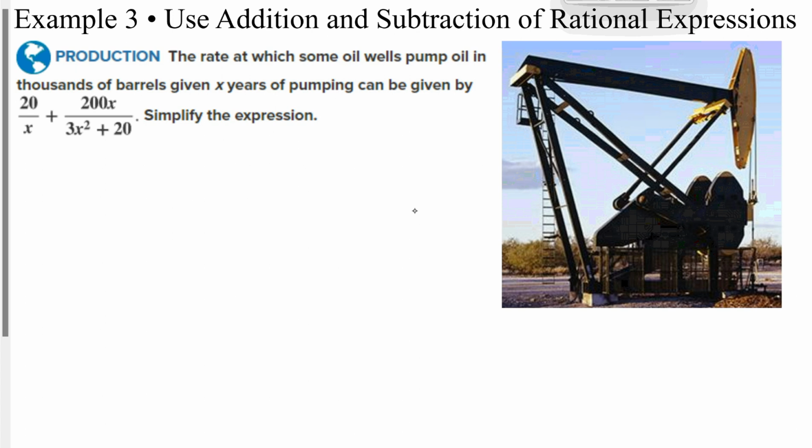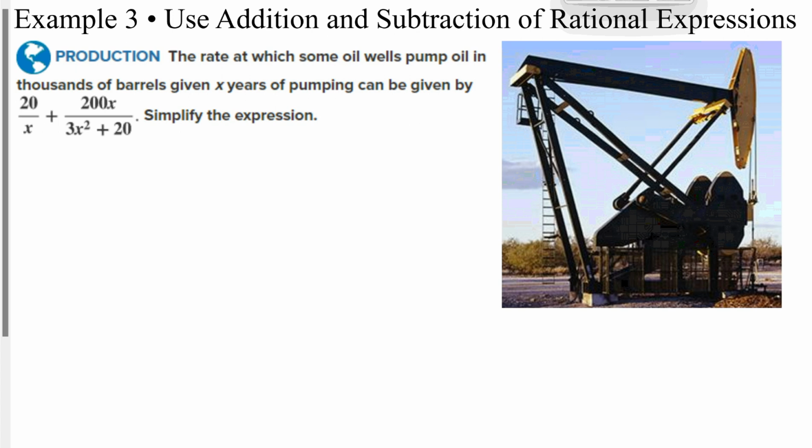Section 7 or section 2 of chapter 7. Again, adding and subtracting rational functions. Here we have this estimate of oil well pumps in thousands of barrels. If x years are pumping, we can give the rate at which it pumps by this equation. Basically, we just want to combine and make one simple fraction instead of two, right?